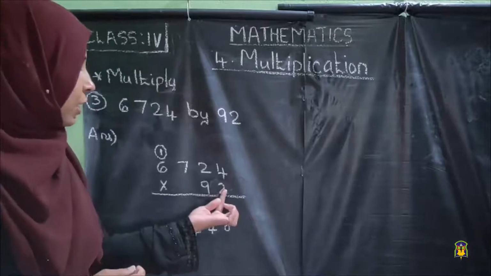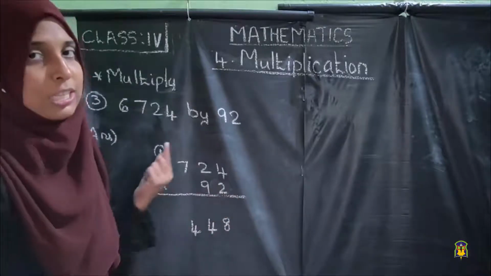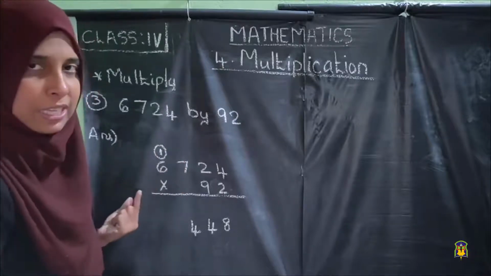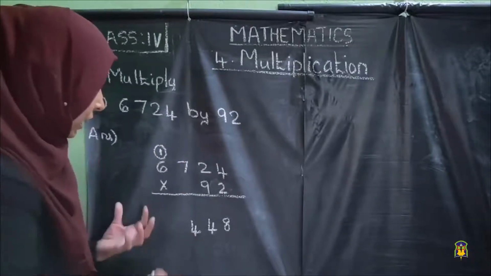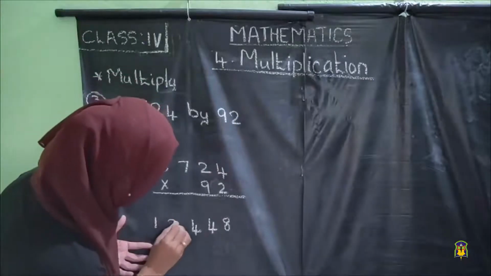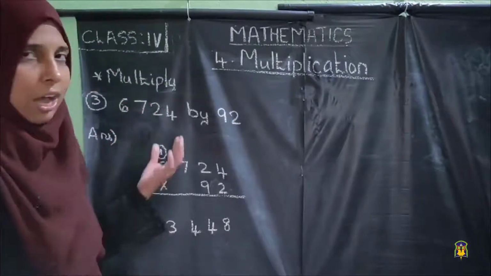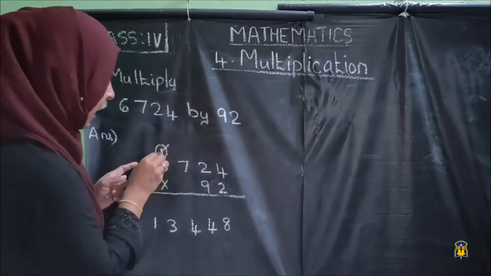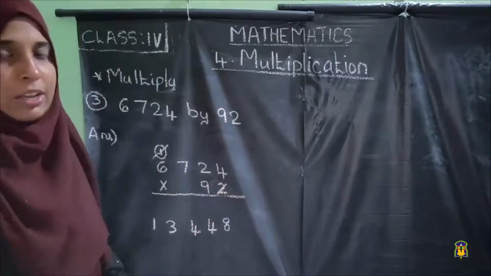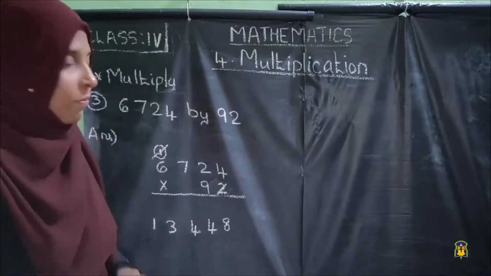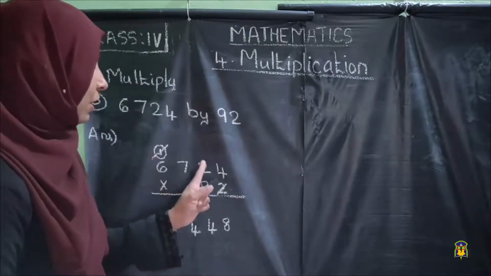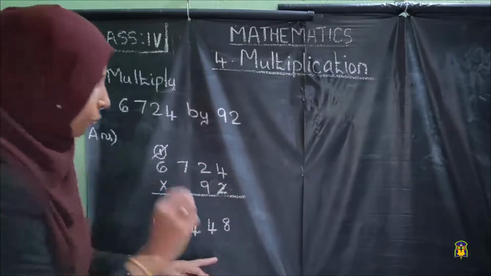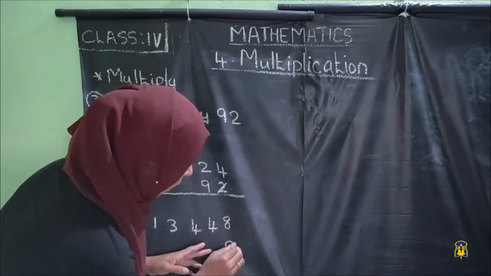Next, what is 2 into 6? 2 into 6 is 12. 12 plus 1 is 13. There are no other numbers here, so we can write 13 here itself. After multiplying with this 2, we can cut this carryover and the 2. Then what's the next step? Next step, we want to multiply 6,724 with a 9. Before that, we want to put 0 below the ones place.